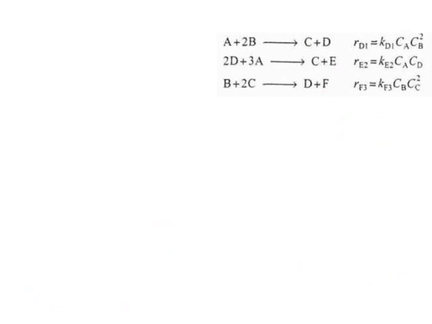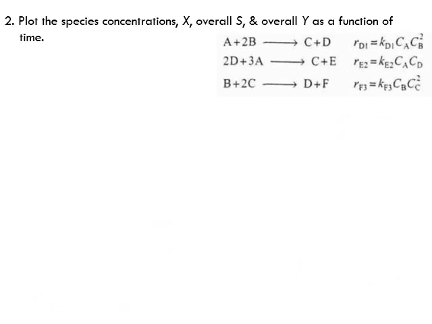Let's now discuss the second part of the question. Plot the species concentrations, overall selectivity and overall yield as a function of time. If you want to plot the concentrations, obviously we'll need to solve the design equations, the mole balances. So let's start writing the mole balances, first the general mole balance.